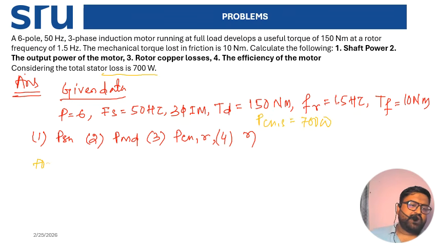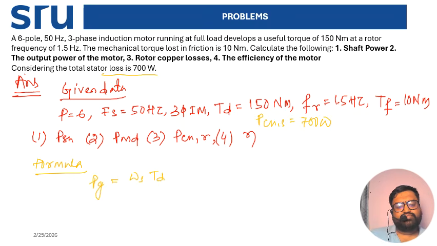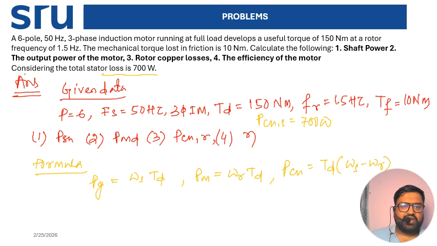Okay. Now before starting, we write some formulas that we know. Air gap power Pg is nothing but omega s into Td, and Pg is nothing but the input power. Similarly, mechanical power is omega into Td. And another one you also know: P copper loss is Td into omega s minus omega. These are the few points we discussed.